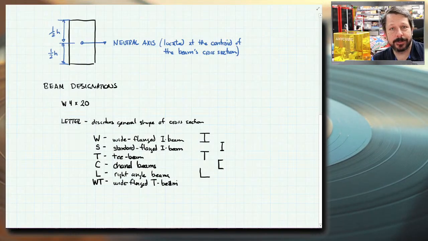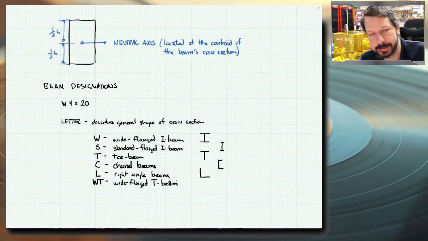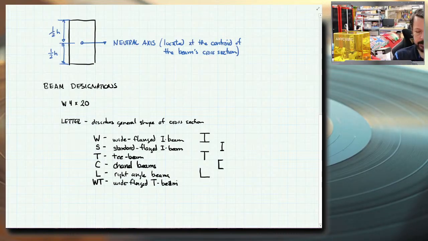You don't really need charts for rectangles and circles and stuff like that. But, well, you could, and there might be some because there's more information than just the shape in the chart. Your book does not have circles and rectangles. It has these. All right, so that's what the letter is telling you. It's telling you about the shape of the cross-section.